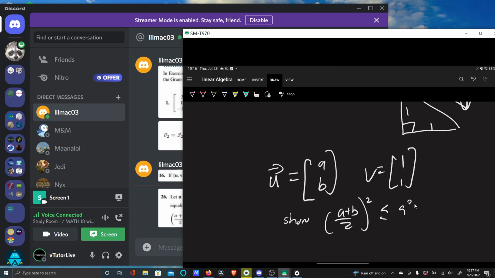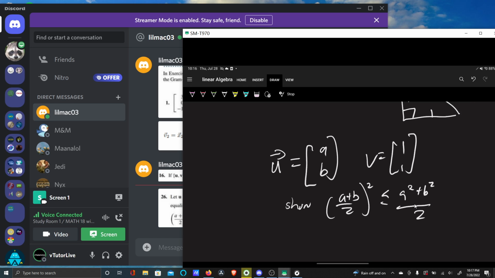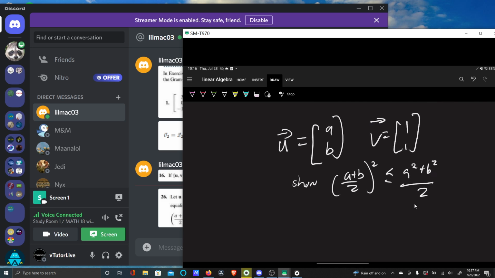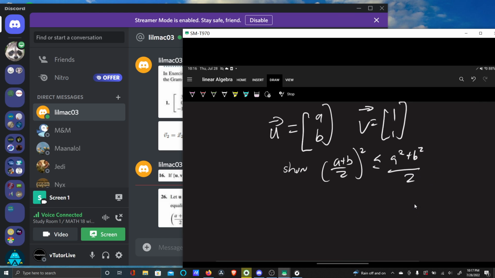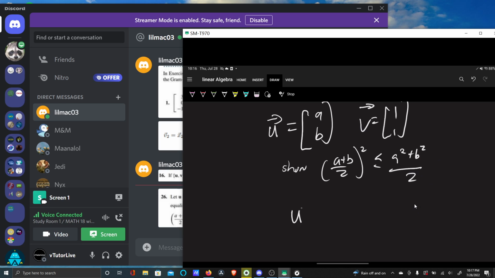So first off, do you know the statement of the Cauchy-Schwarz inequality for vectors? Like literally the definition. In my notes, I have the dot product of vectors is less than or equal to the product of the lengths of the vectors. So u dot v is less than or equal to u squared plus v squared. Is that right? I think so.